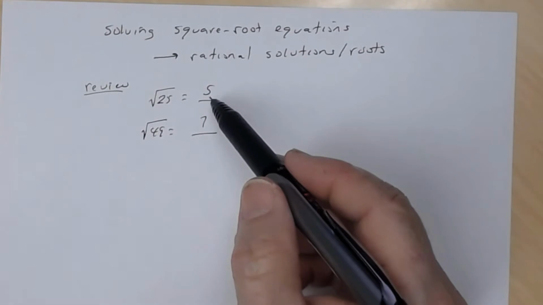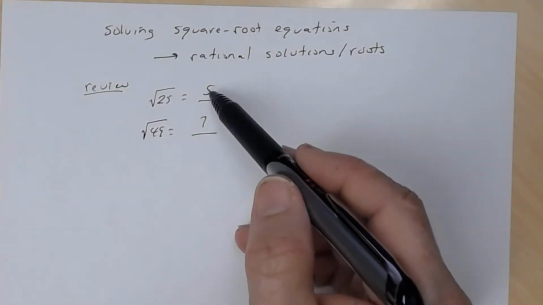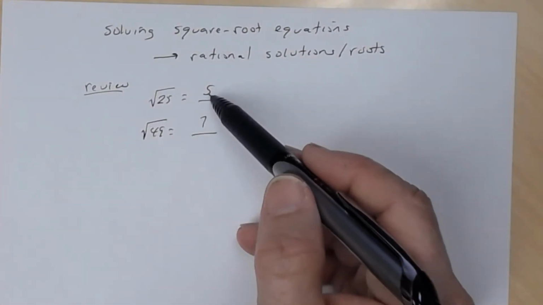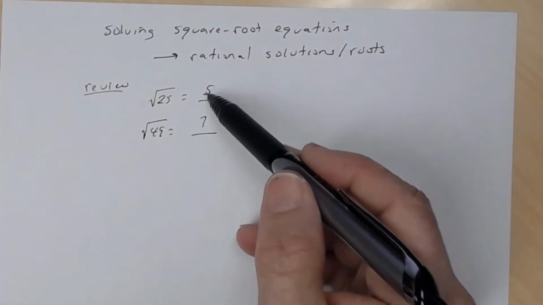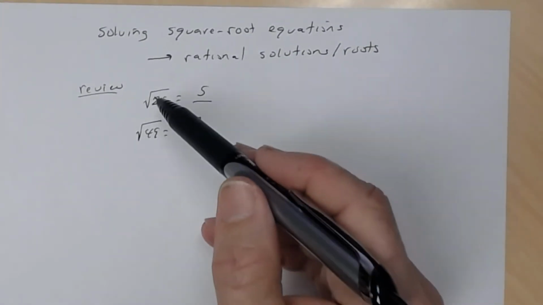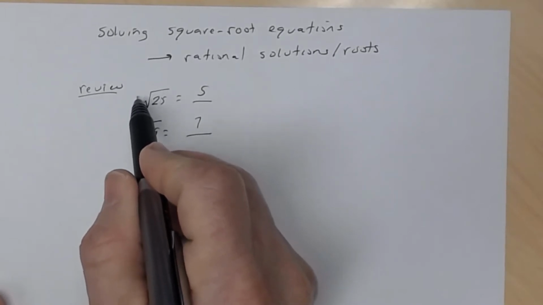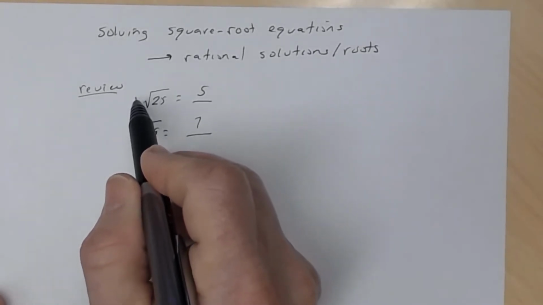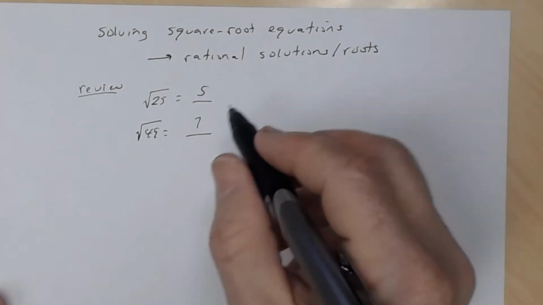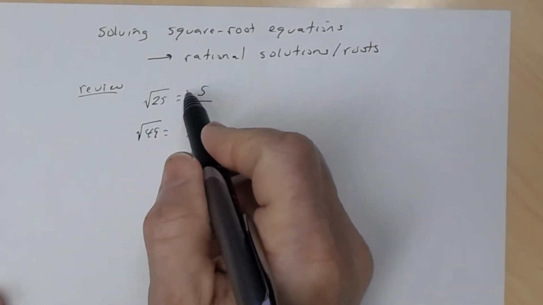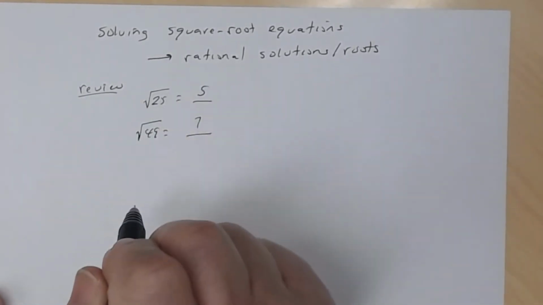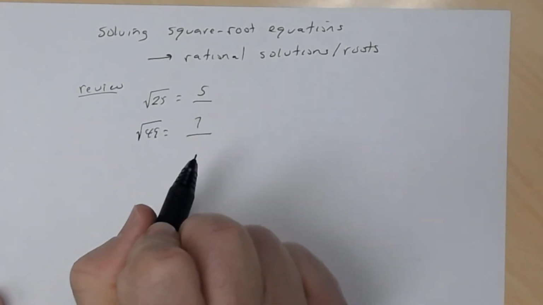Now you may also say negative 5 times negative 5 is also 25. But remember, see this positive square root right here? We are dealing with the principal square root. So if I wanted this to be a negative 5, I'd have to have a negative out in front. So don't make it any more complicated than it is.